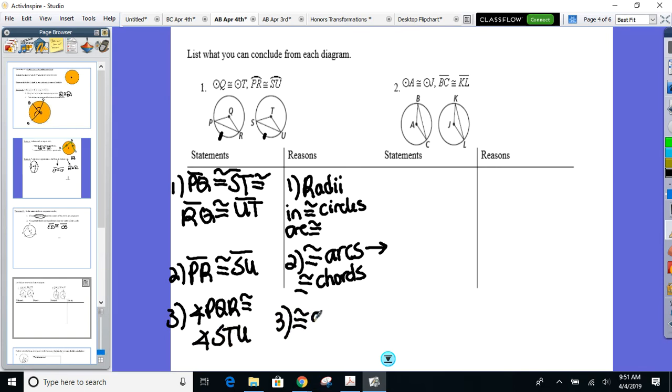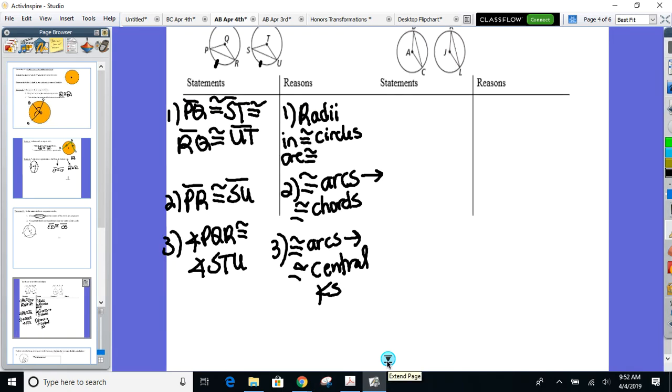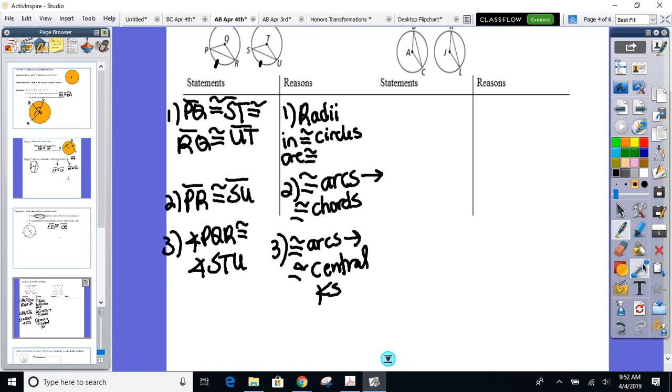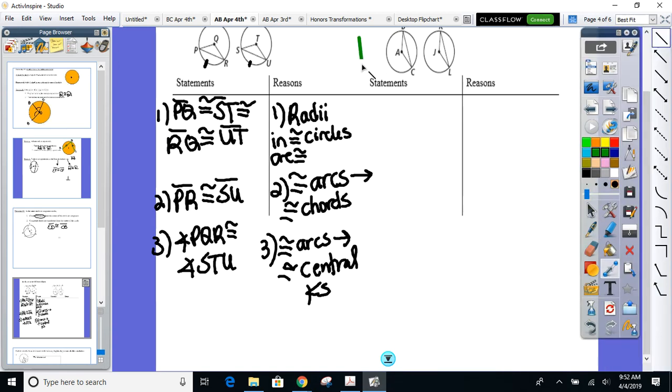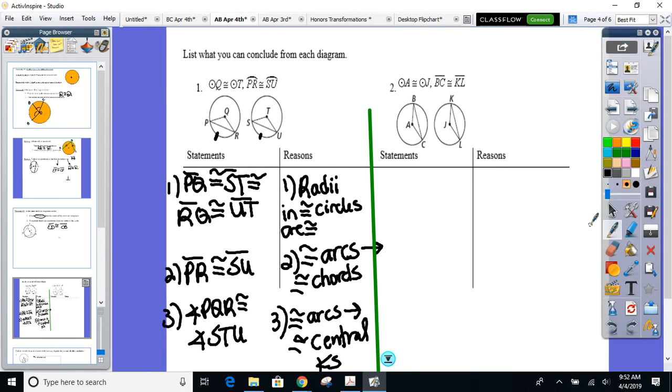Congruent arcs, that's what I was given. Imply, what do I have here? Congruent central angles now. Always start out with what you're given. No, it's not. I didn't give you any congruent arcs on that one, did I?